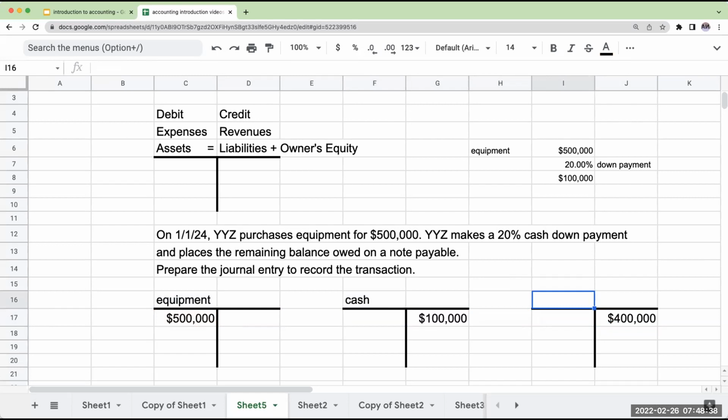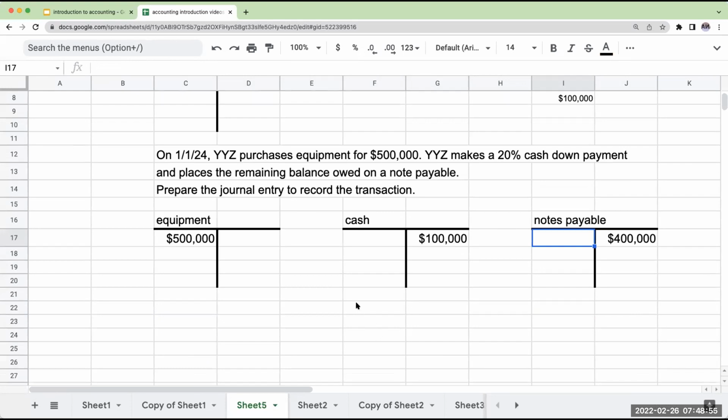Now, what exactly is this? Well, I bought it with 20% down and I put the rest on a note payable. So I'm going to have to pay this amount back or I'm going to get my equipment repossessed. So right over here, this is going to be a notes payable. Okay, so we've recorded the transaction with T accounts.